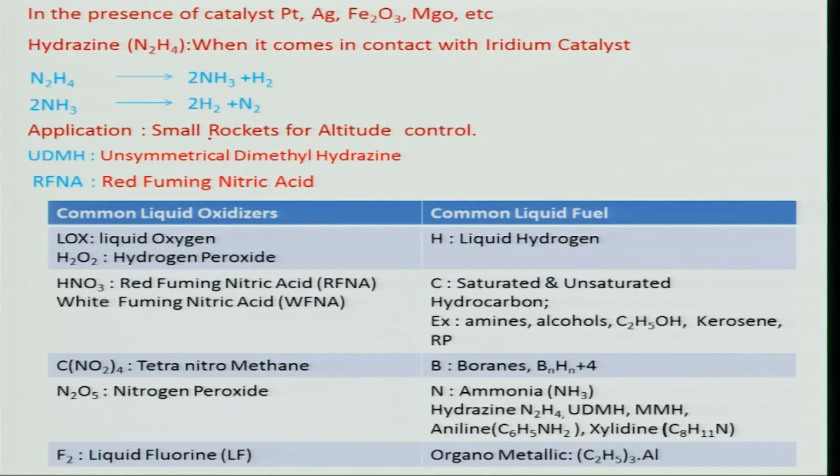And as I told you, UDMH and RFNA are used as liquid fuel and oxidizer. For the common liquids, I have taken some examples: liquid oxygen, which is used for a cryogenic engine along with liquid hydrogen, and one can also use hydrogen peroxide as another liquid, and of course some other kinds of fuel. And HNO3, that is red fuming nitric acid, and white fuming nitric acid, WFNA, are both used as oxidizers along with several fuels like saturated and unsaturated hydrocarbons.